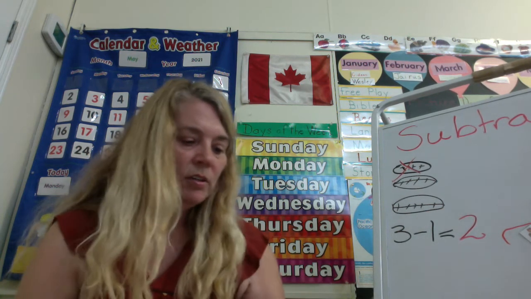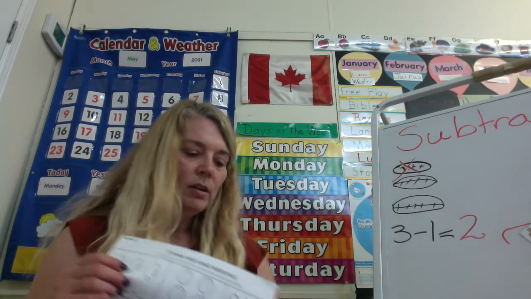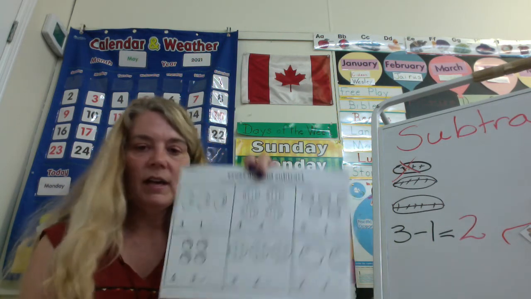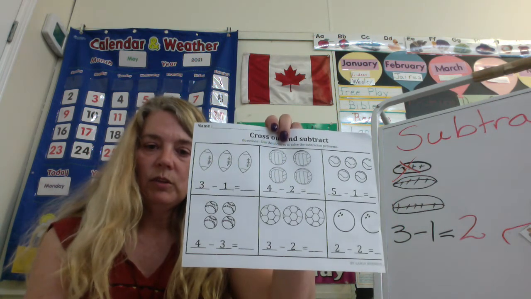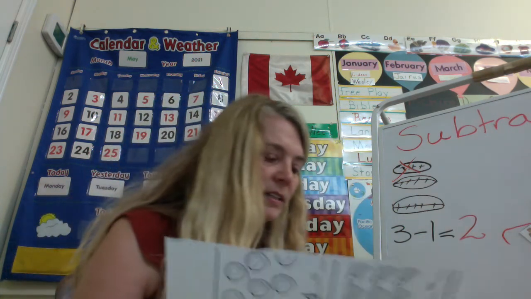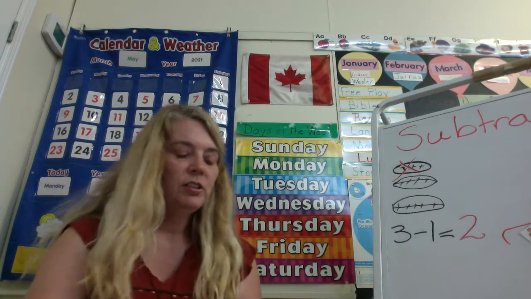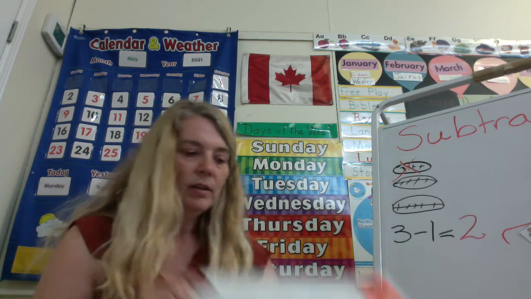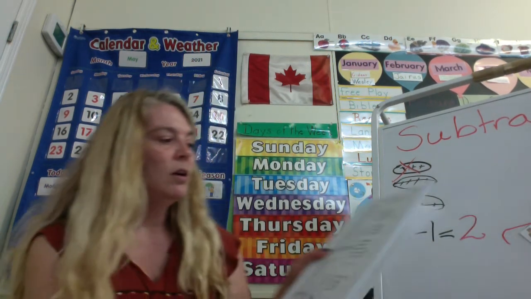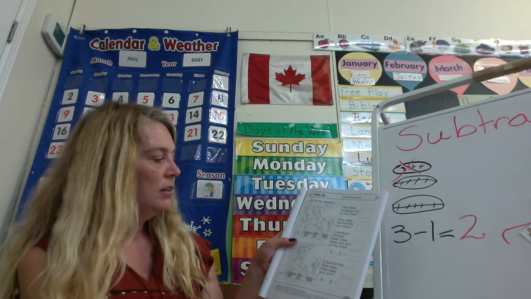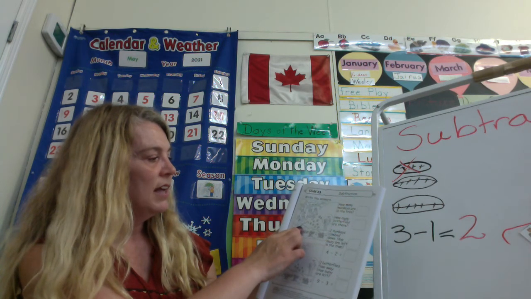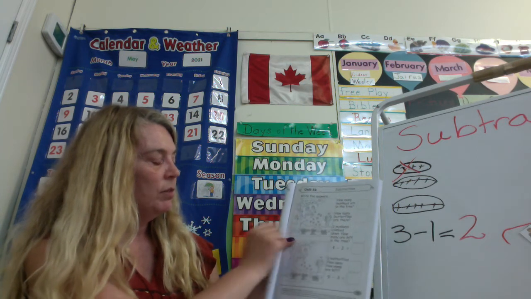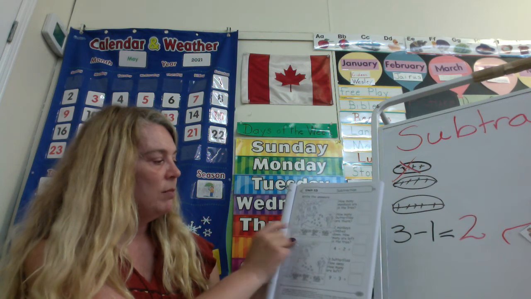Easy peasy. So once you've done practicing with your board and your counters, then you can go ahead and fill out your subtraction sheet. All right, SKs, when you're finished practicing with your subtraction board, you can work on your math sheet. There's a picture of monkeys. You have to count and see how many monkeys are in the tree. Then there's a picture of butterflies. How many butterflies are there?